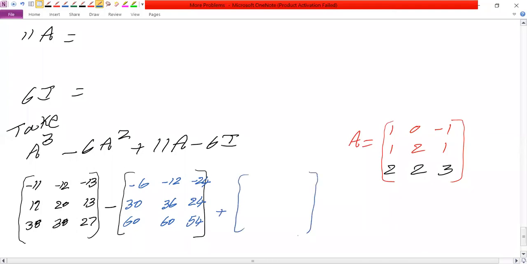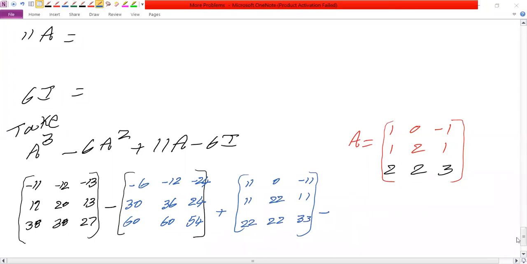So again, we need to calculate 11A. How to calculate 11A? Again, press the AC button. 11 into mat A we need to get. So option and then 3, mat A. 11A. So write the 11A matrix here again. 11, 0, minus 11, 11, 0, minus 11, 11, 22, 11, 11, 22, 22, 33. Minus 6I.